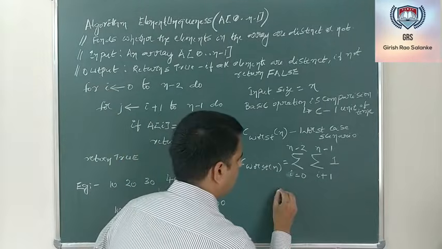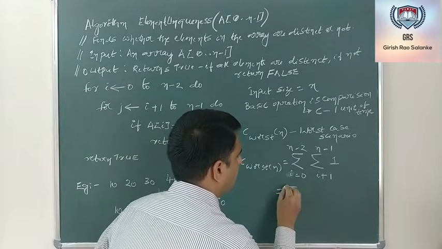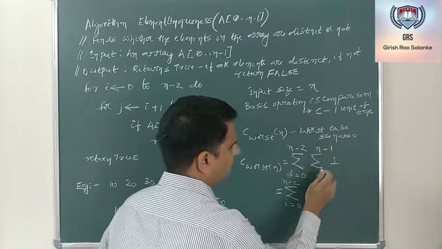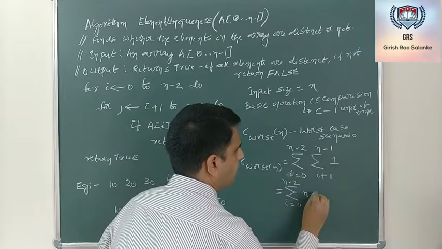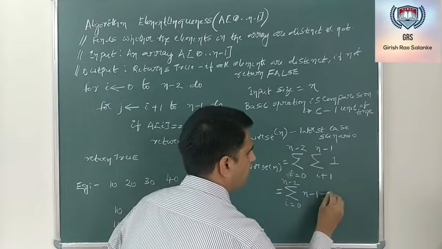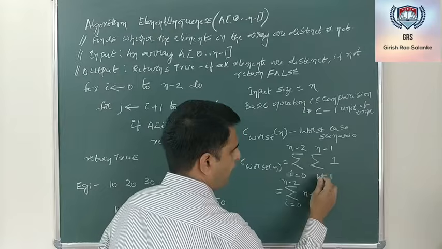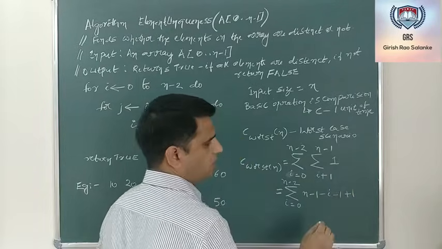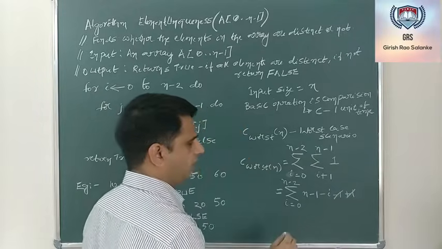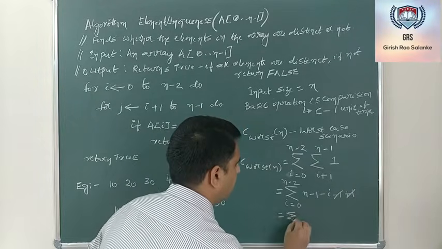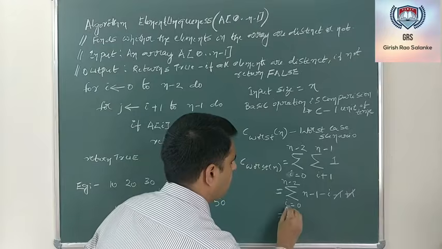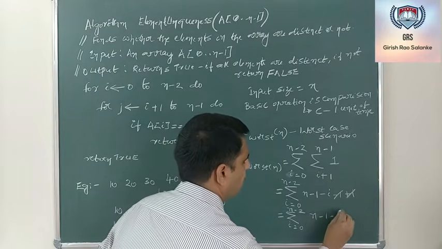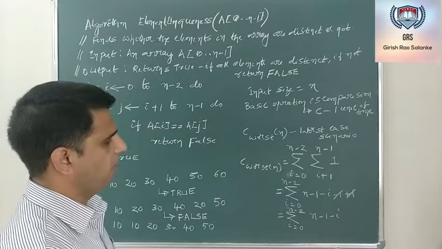Let me solve. Let me retain the outer summation as it is for i equal to 0 to n minus 2. Now the upper bound is n minus 1 minus the lower bound, that is minus i plus 1, which is nothing but minus i minus 1, and this constant 1. So minus 1 and plus 1 get cancelled. So I am left with summation of i equal to 0 to n minus 2 of n minus 1 minus i.